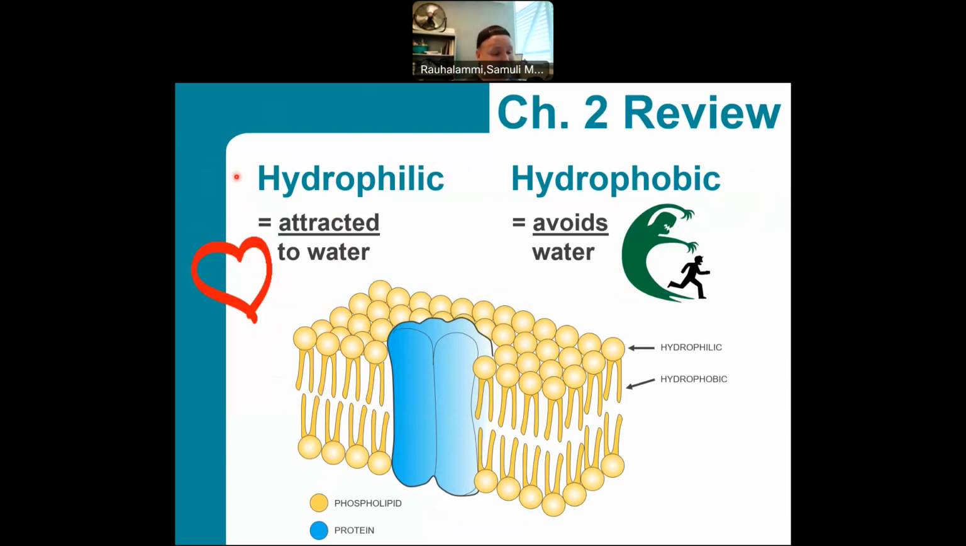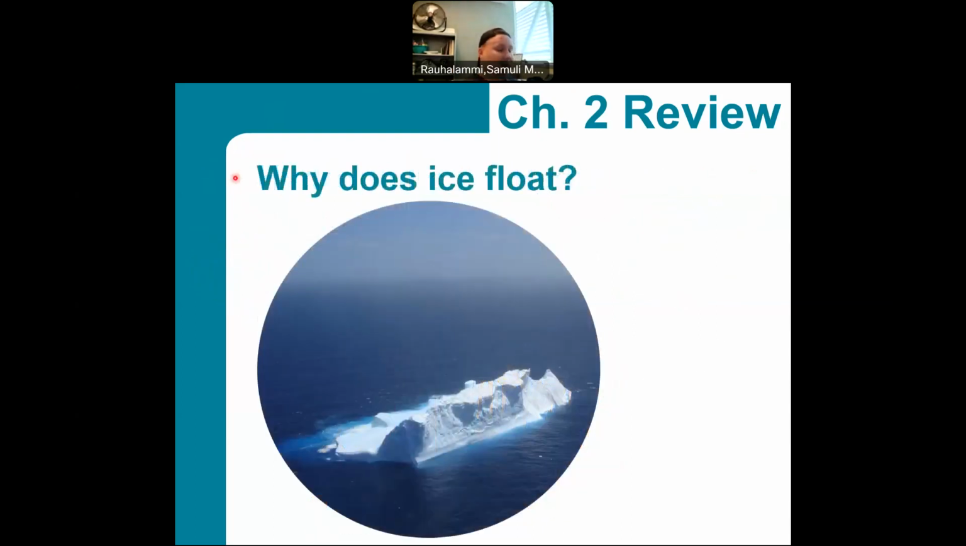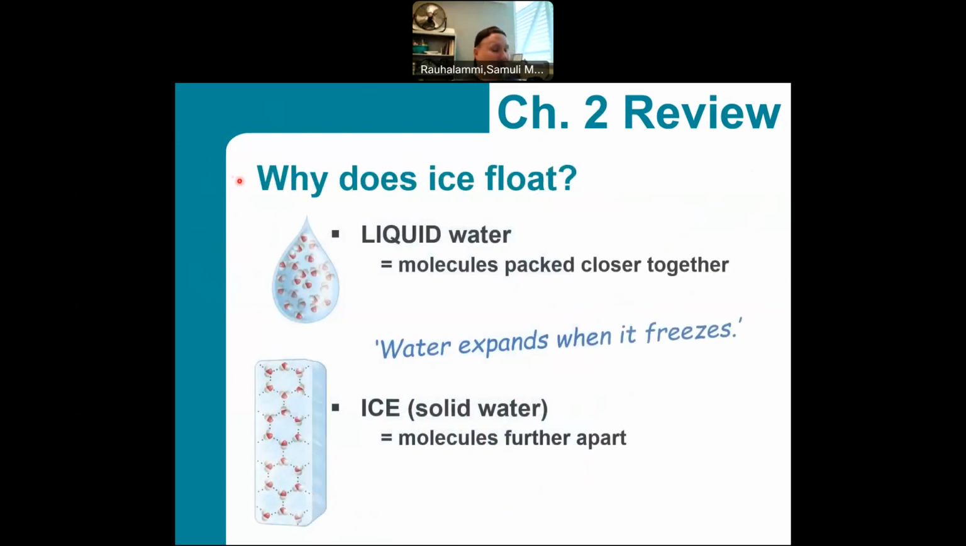We'll get to talk about this concept a little bit more a little later. Another question that sometimes comes up is why does ice float? And that has everything to do with the chemistry that we just had a look at. So in a liquid form, water molecules are actually able to be packed much closer to each other.